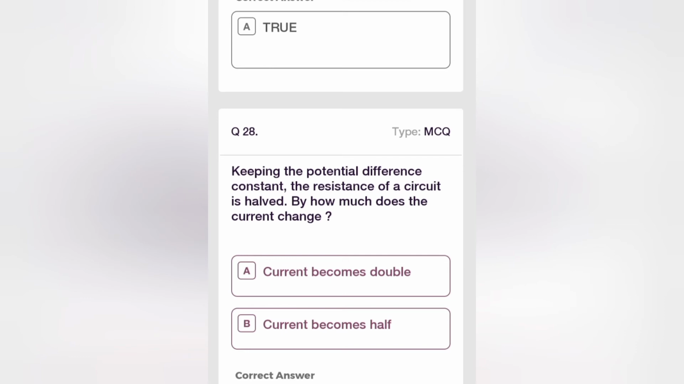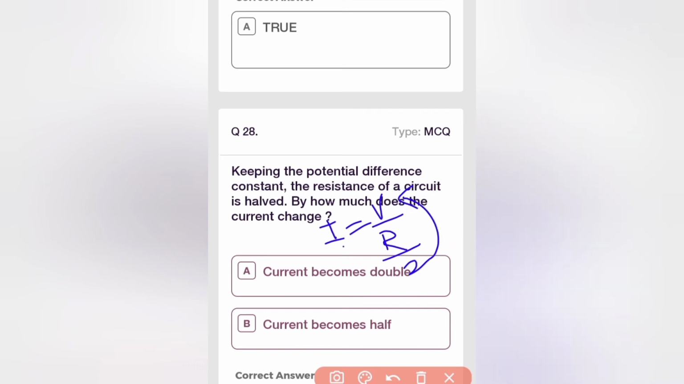Next question. Keeping the potential difference constant, the resistance of the circuit is halved. By how much does the current change? We should know the relationship between current, voltage and resistance. Here voltage is kept constant, and the resistance is halved. So by doing so, what will happen to the current? The 2 will go up, so the current will become twice. It becomes 2 times V by R. So it will be doubled.